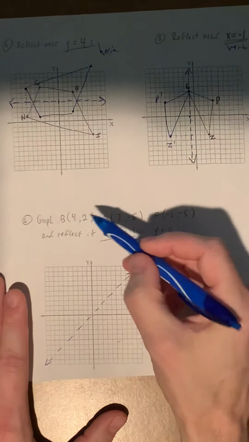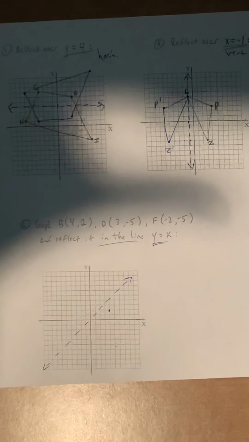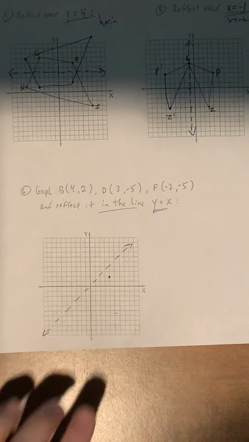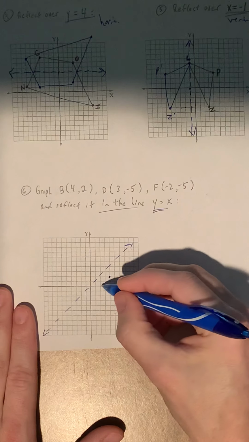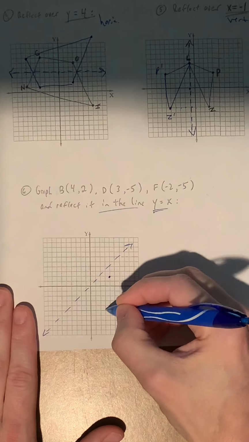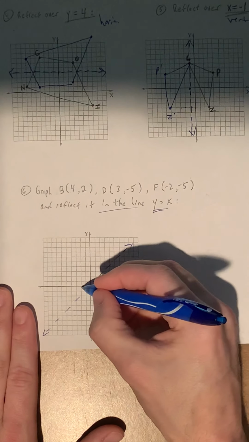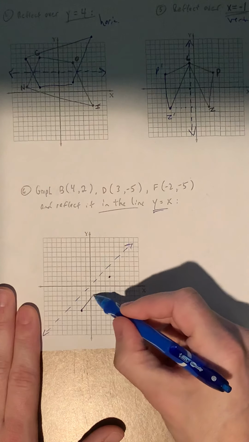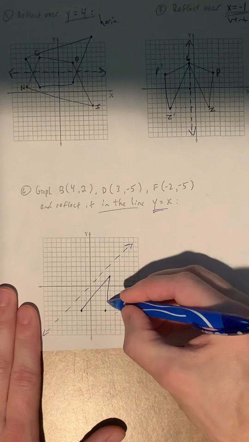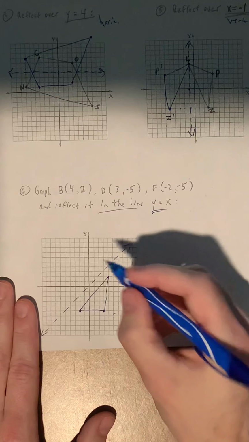And then let's graph these points to get our preimage, which is going to be a triangle, 3 points. So 4, 2. For point B. Point D, 3, negative 5. Point F, negative 2, negative 5. All right, so it looks like here is our triangle. All right, let's do each point separately.